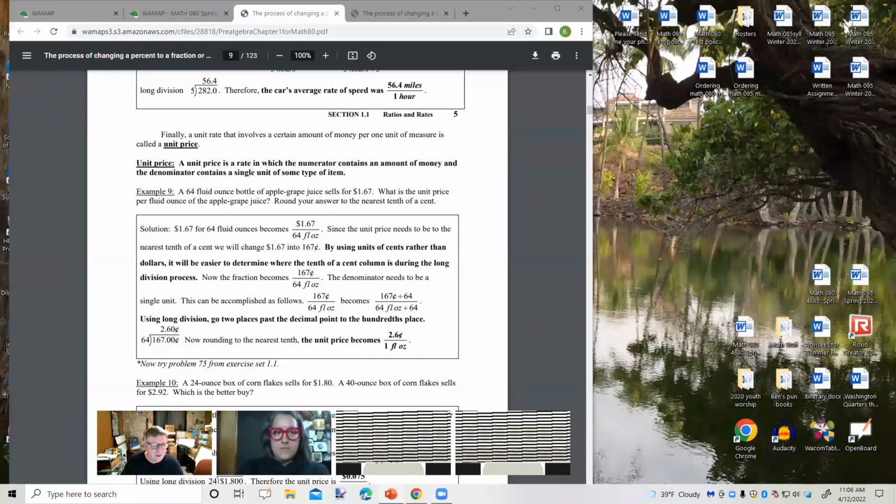Unit price, or sometimes it's called unit cost. A unit price is a rate in which the numerator contains an amount of money and the denominator contains a single unit of some type of item. So 30 miles per gallon is a unit rate, but it's not a unit price. If it was $4.87 per gallon, which is probably about what gasoline is now, that would be a unit price. So a unit price is a unit rate where there's money in the numerator. Okay.